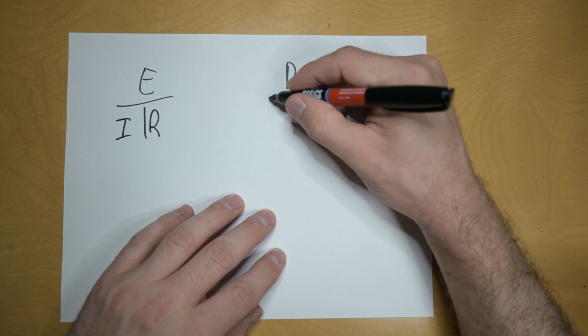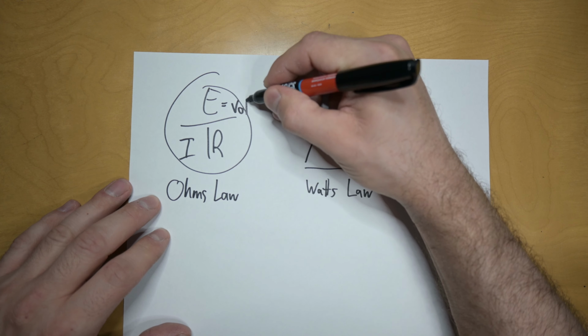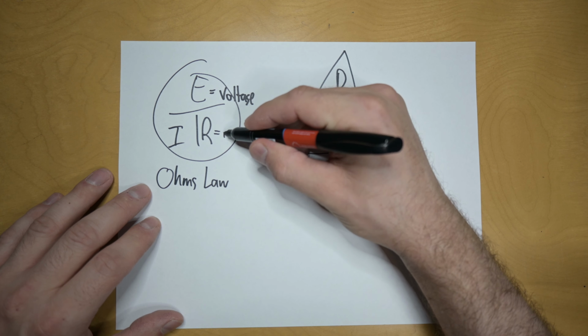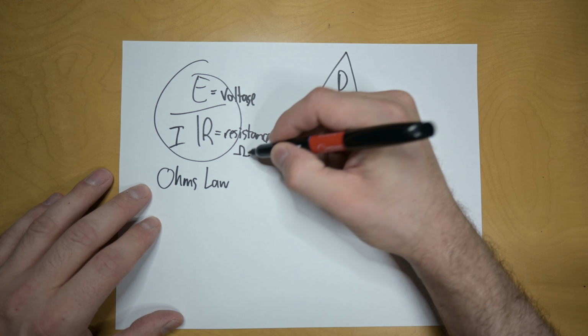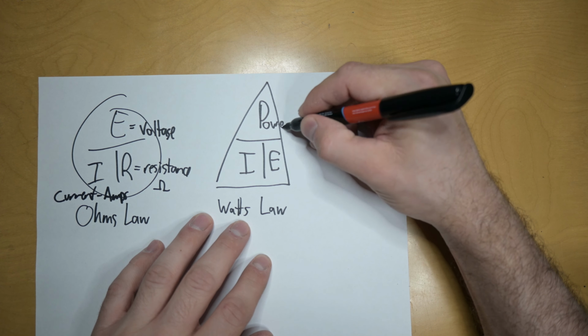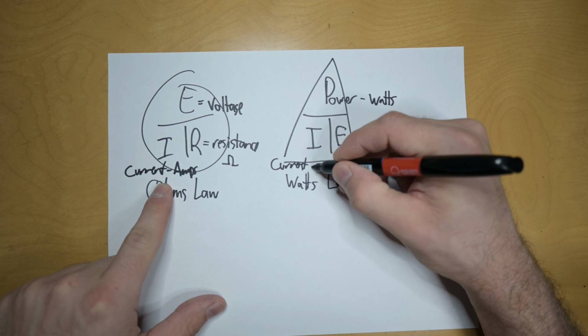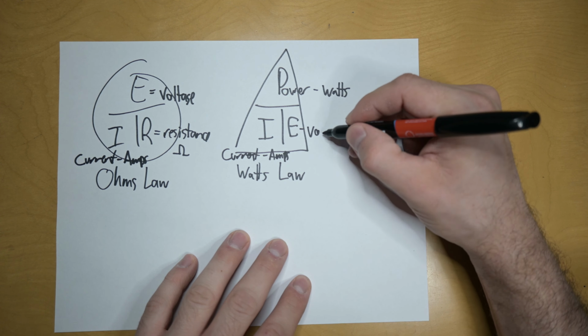Let's have a look at how to use Ohm's law and Watt's law as quickly as possible, where E is equal to voltage measured in volts, R is resistance measured in ohms, and I is current measured in amps. P is our power measured in watts, I is the same as in Ohm's law, current measured in amps, and E is still our voltage.